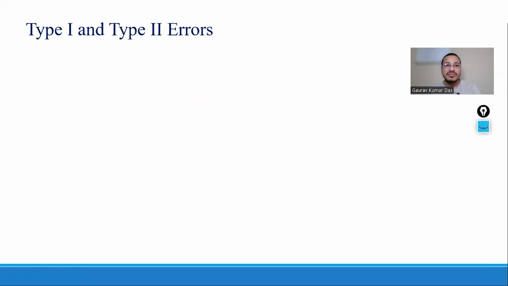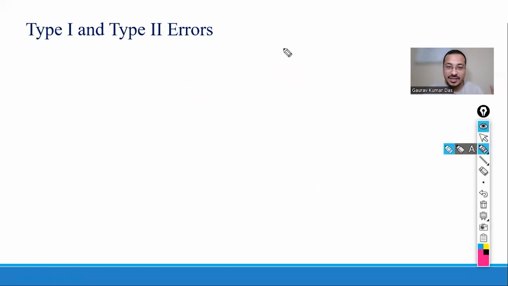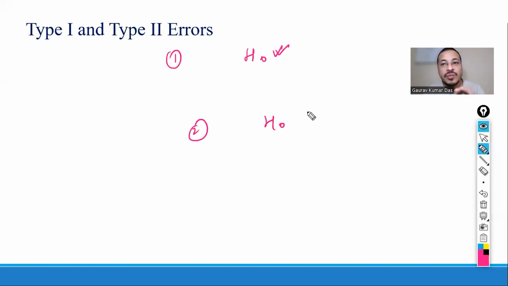Now, before we define type 1 and type 2 errors, as I told you, we would see why there are two errors. Please understand, let's try to think about it. We have two results which may happen after a hypothesis test. In case one, my null hypothesis will be accepted. In case two, my null hypothesis will be rejected. These are the two possible outcomes of my hypothesis testing.